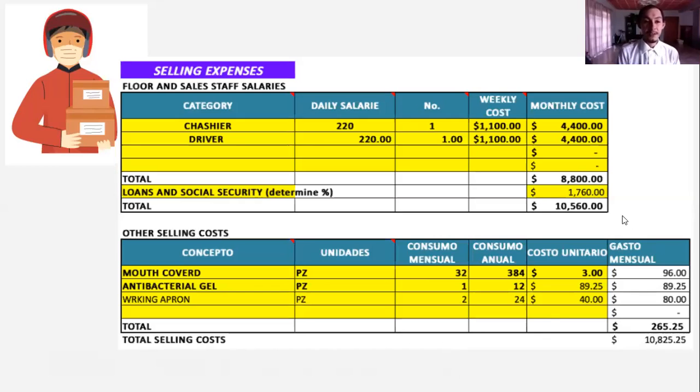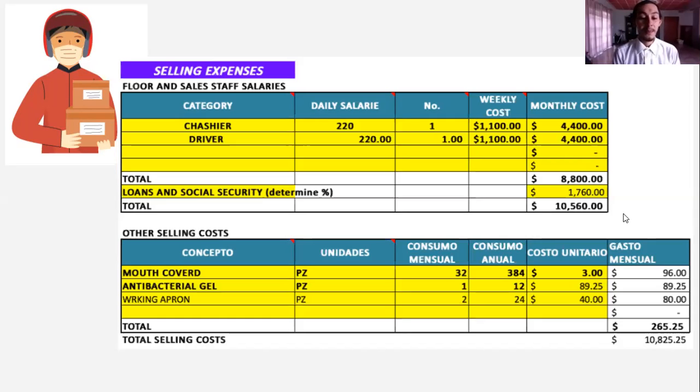Other selling costs. It is important to know that other selling costs may be affected by outside sources. For example, for the company Don Pinole in Jill, they had to adjust to the ongoing circumstances. Mouth coverings and antibacterial gel were not purchased before, but now they have to adjust, and it has been added to the new selling costs.